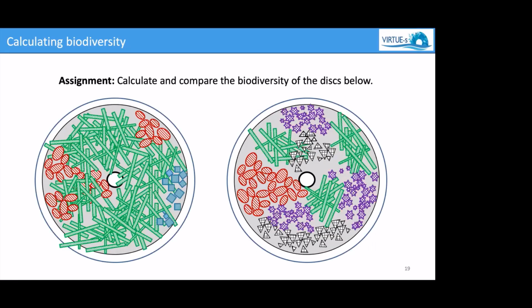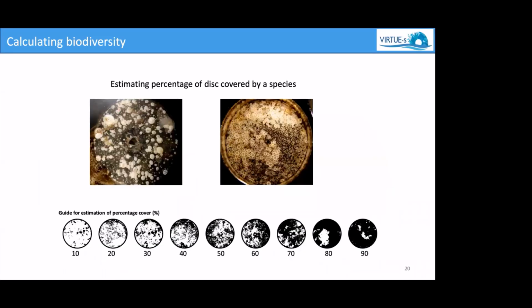Okay, your assignment later on is to calculate and compare the biodiversity of these 2 discs. There is already on Canvas a prepared protocol sheet where it would be easier for you to calculate the biodiversity of these 2 discs.